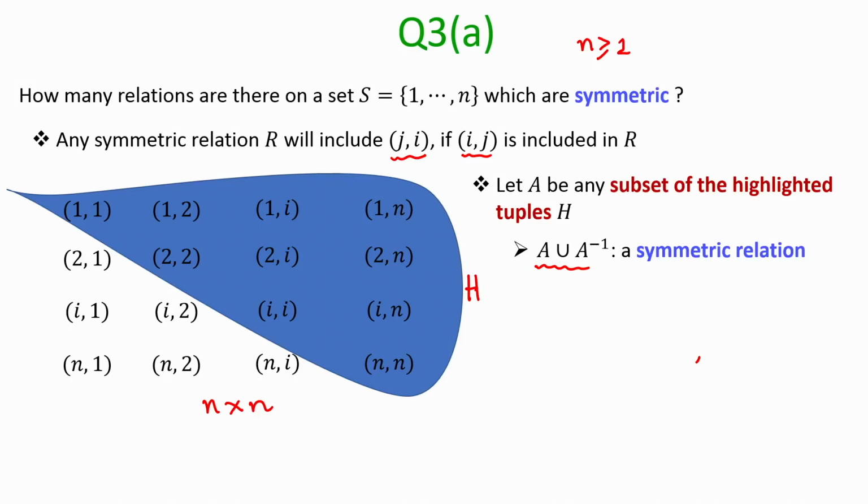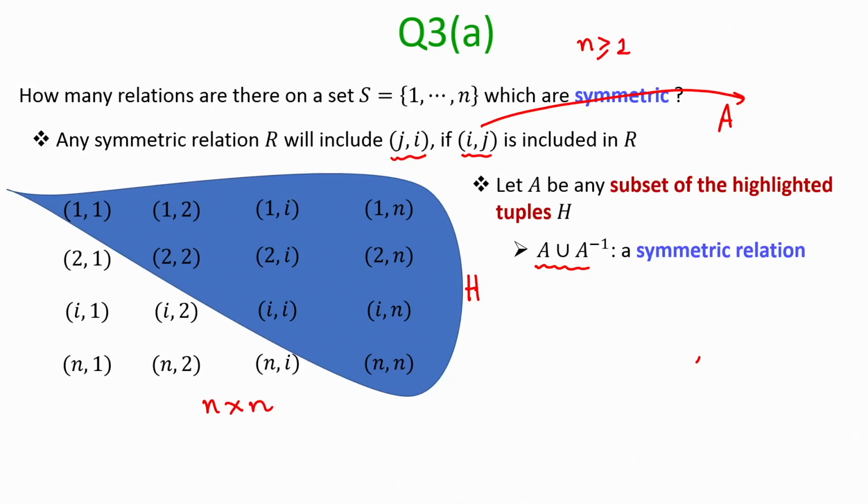And that is the only way you can construct a symmetric relation over the set S, because the requirement for a symmetric relation is that if you have included i comma j, then you have to include j comma i as well. So, what I am intuitively saying is that in the set A you first decide which i comma j pairs you are going to include. Once you have decided that, just take the inverse of those i comma j pairs and the resultant union will give you a symmetric relation.